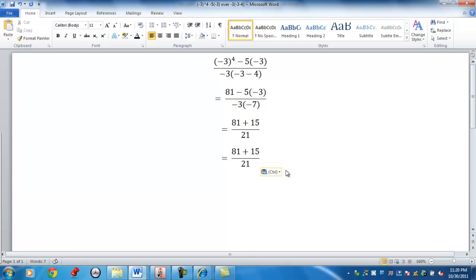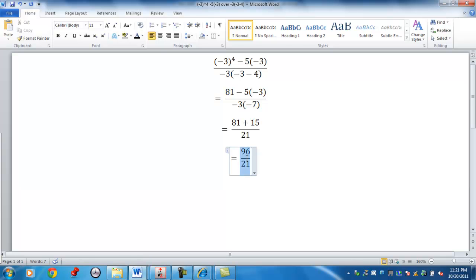As we continue to simplify, the next step is to combine the 81 and the 15, which would give you 96. Now, you have to ask yourself, do you have any factors that you can cancel out or simplify? I notice that 96 is in the numerator. I also recognize that 96 is divisible by 3. A little trick you can use is you could say 9 plus 6 is 15, and 15 is divisible by 3.